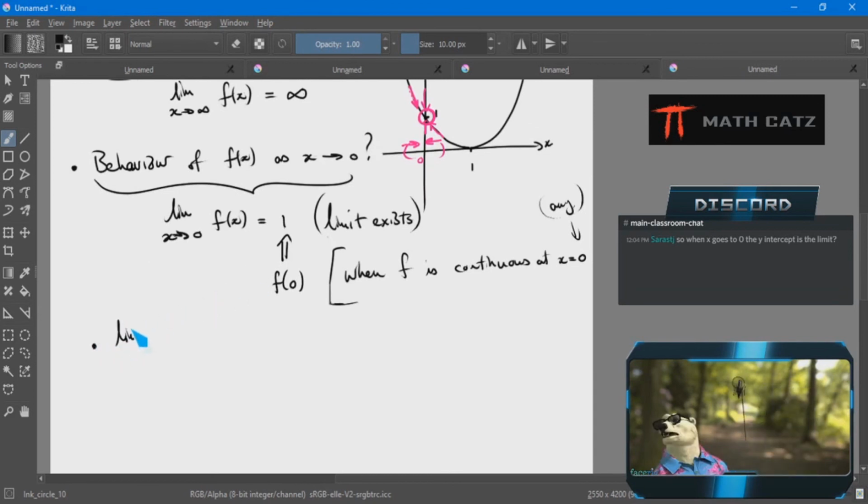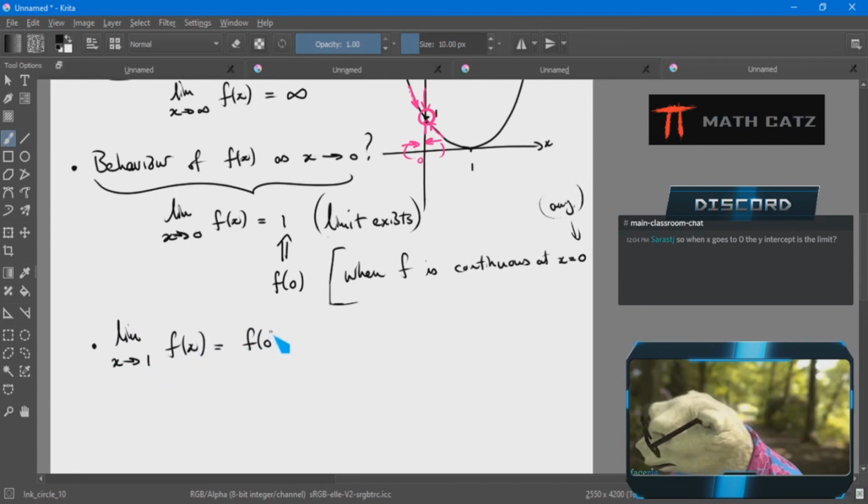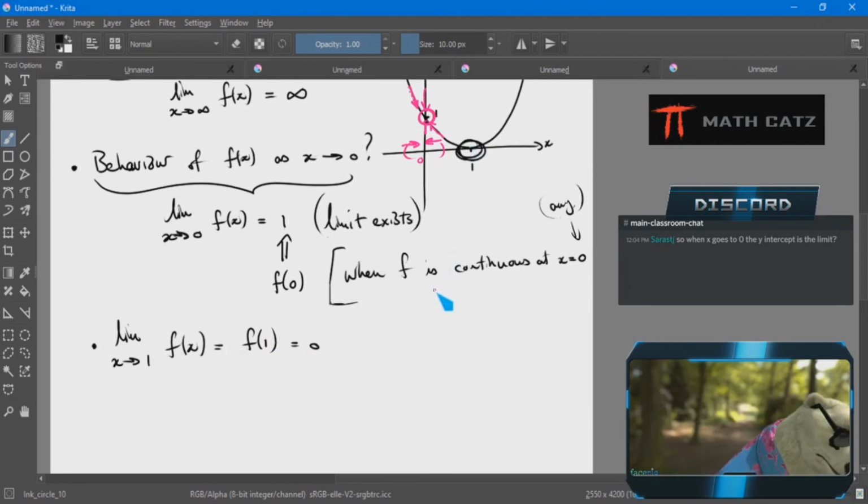If x approaches, let's say, 1, then it's going to be the y value that I get there, which is 0, right? It's this guy. So if f is continuous, one piece, everything's good, then yes, if I ask for x going to 0, it's going to be the y-intercept. If there is a y-intercept. And in the case of a polynomial, it's just always going to be like this.